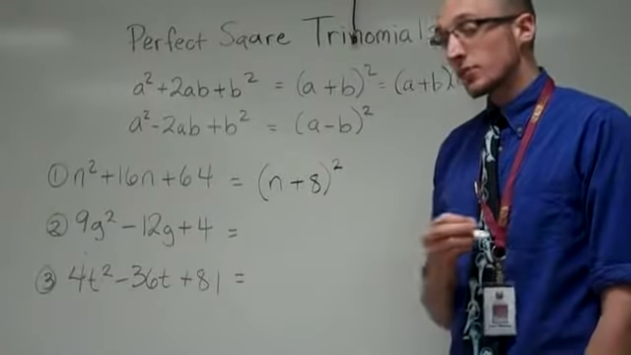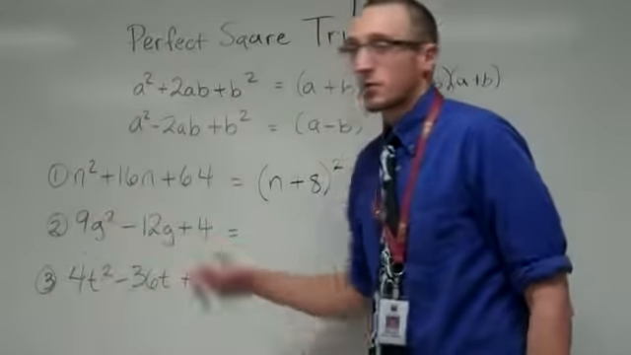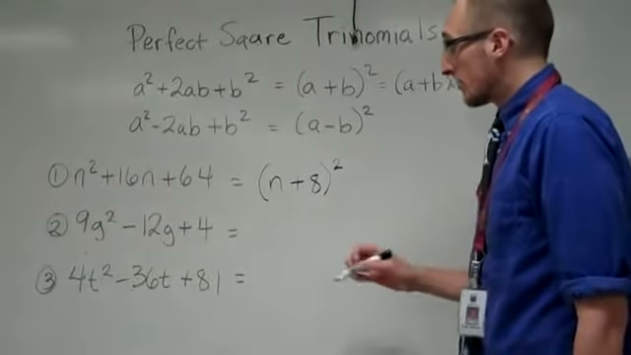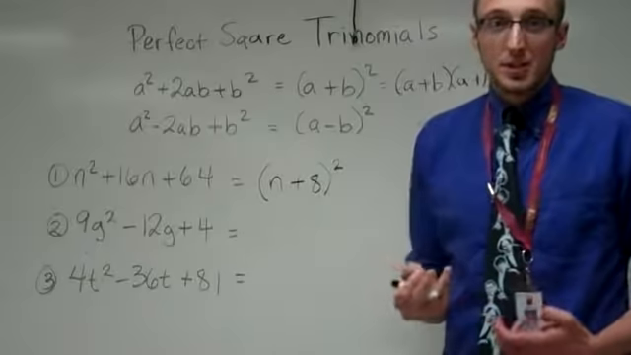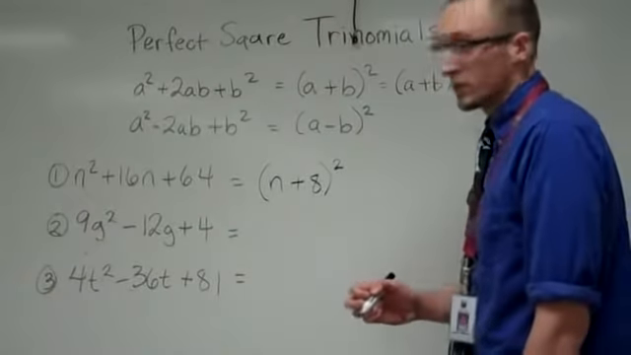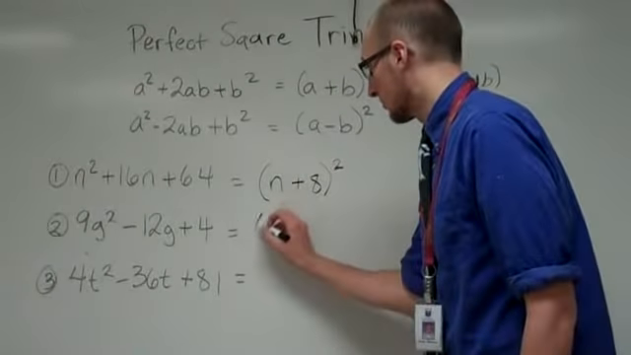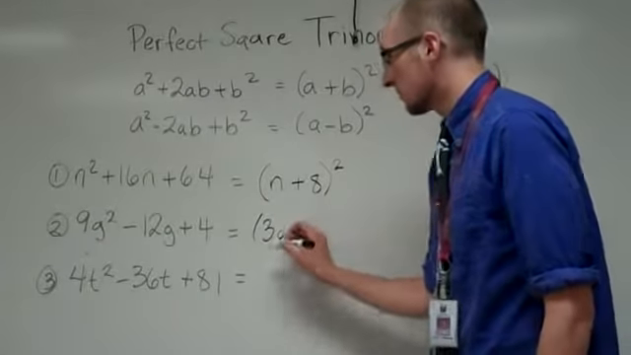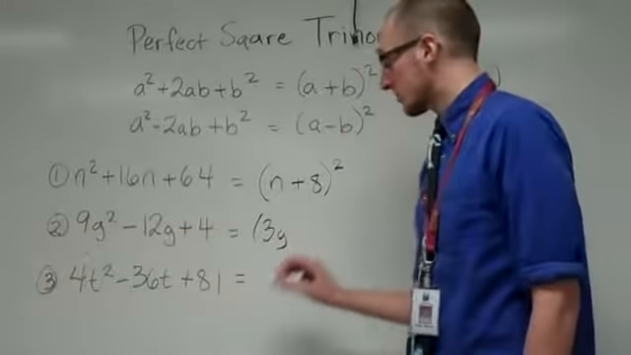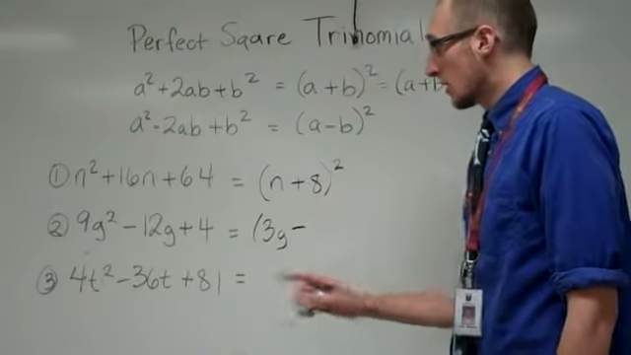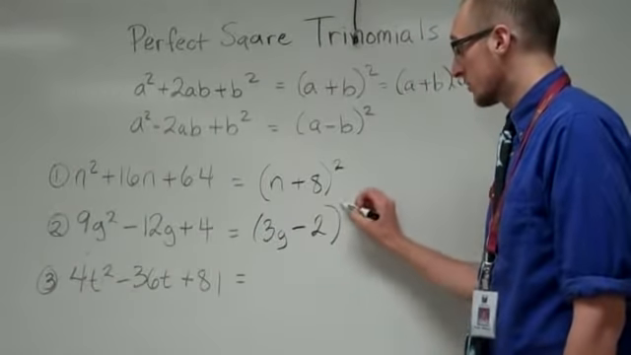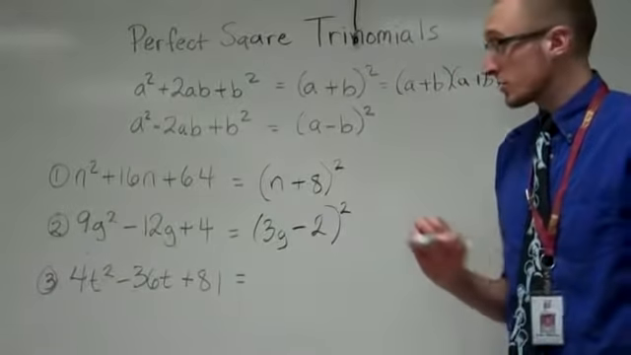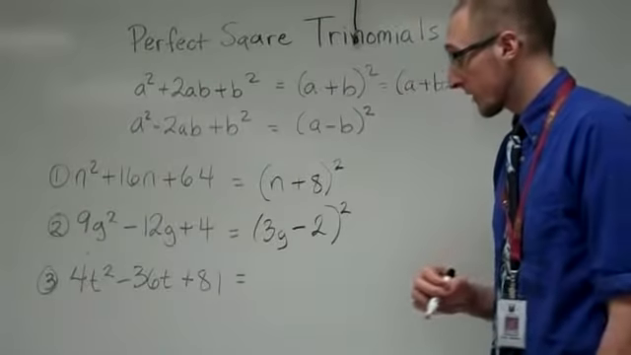Taking a look at the next example, not as easy. We have a 9 in front of our first variable. So in this one, we have to think, okay, what times what gives us 9g squared? Well, that would be 3g. So 3g. Now be careful, this is minus, so this will be a minus. And then 2 times 2 is 4. So (3g - 2) squared, because it's a perfect square trinomial.